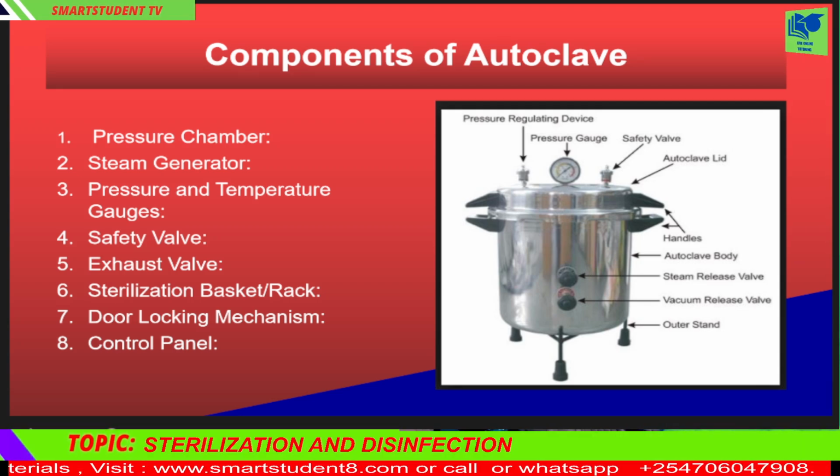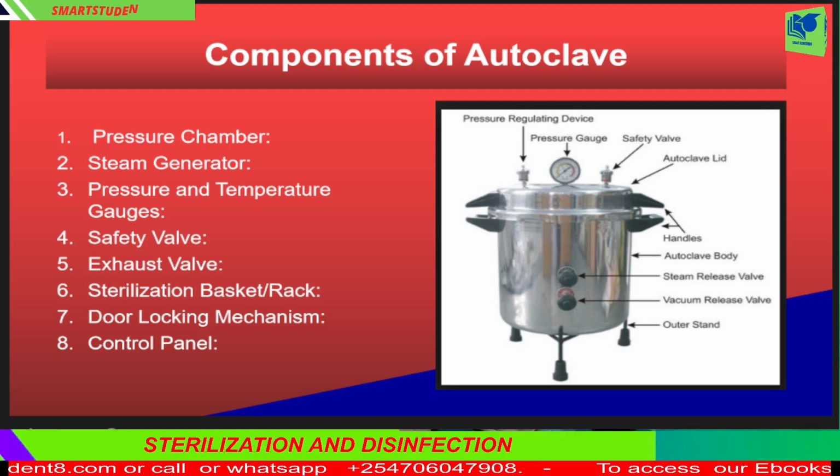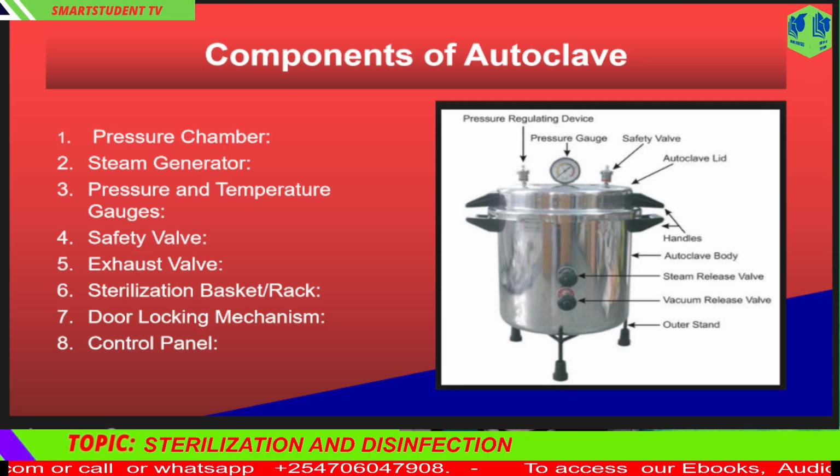Uses of an autoclave. An autoclave can be used for the following purposes. 1. Sterilization of laboratory glassware, instruments, and culture media. 2. Decontamination of biohazardous waste. 3. Sterilization of surgical and medical tools. 4. Preparation of sterile materials for microbiological experiments.